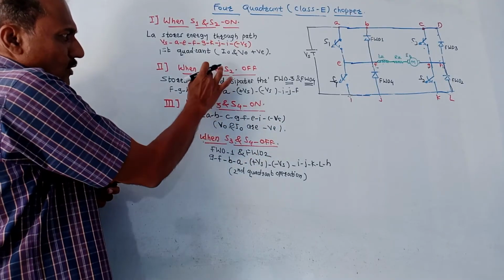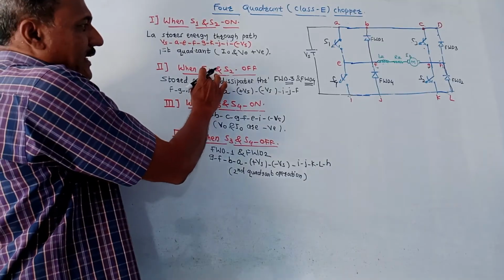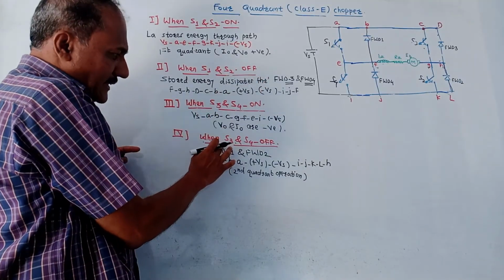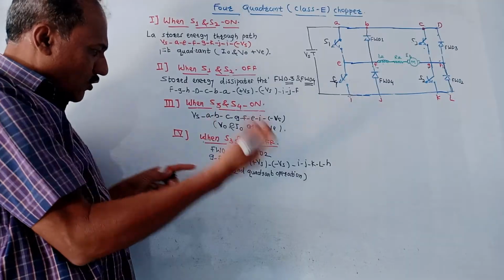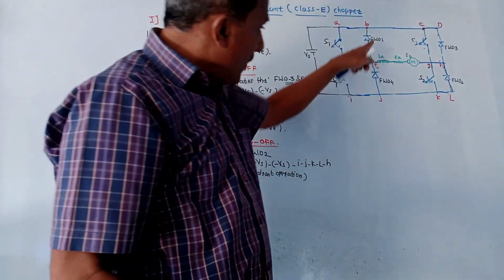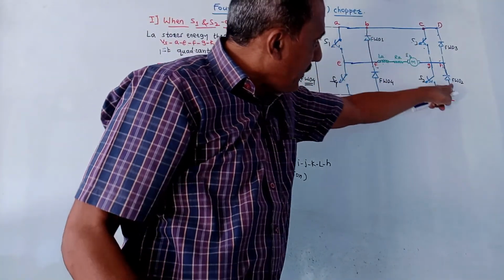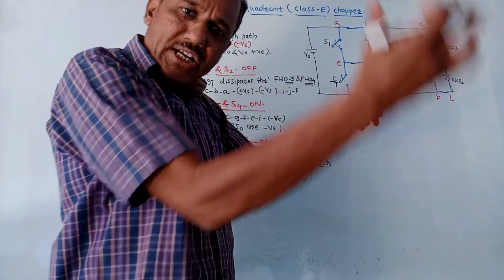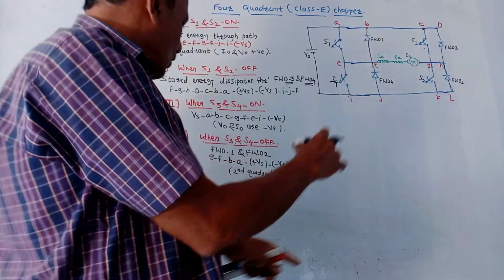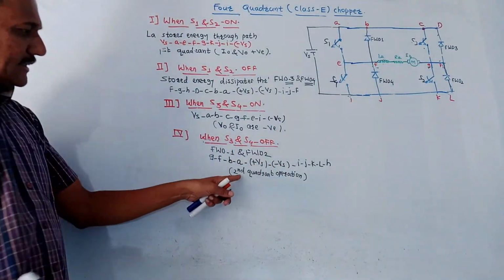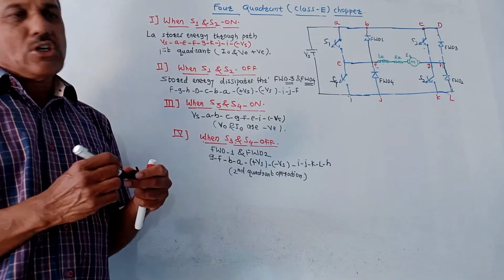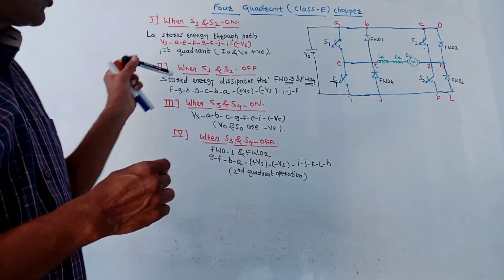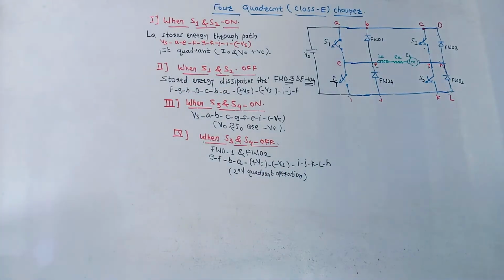Then similar to the second condition, that means when S1 and S2 were off, in this case, when S3 and S4 are off, FWD1 and FWD2, these diodes are used to transfer the stored energy in the inductor back to the source. So this path is written. This is the second quadrant operation. So this is about the four quadrant or class E chopper.